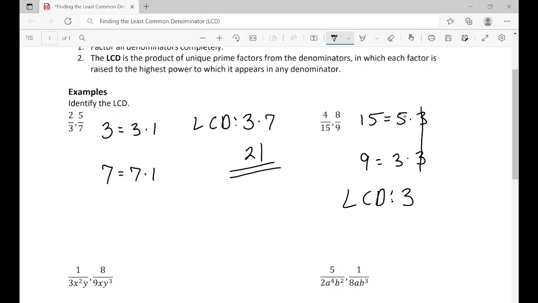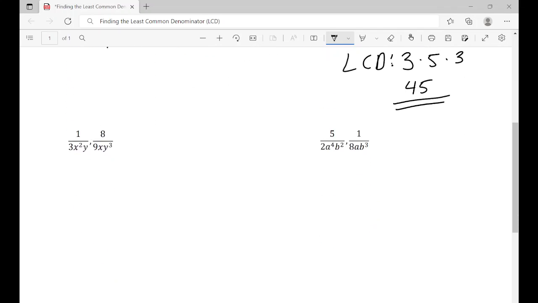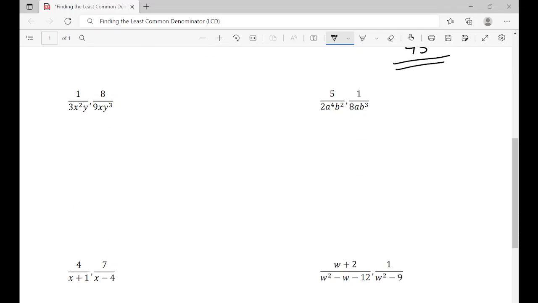And I see that this factor up here has a 5 and no 5 down here, so I'm going to need to bring a 5 down. And this has a 3, and this does not have a 3, so I'm going to need another 3. So once I do that, I just multiply 3 times 5 times 3, and I will get the LCD of 45 for these two fractions. Now that's how you would do it when you have just numbers. But how is it done when you have variables involved? So let's look.